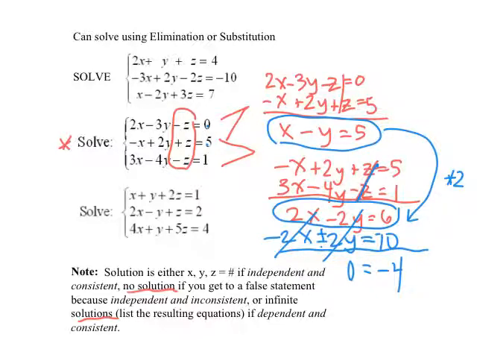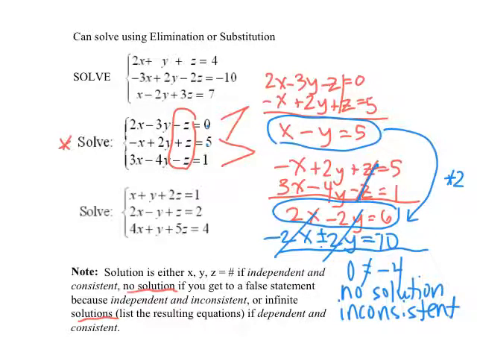Well, that is telling me something. All the variables canceled, and I end up with an illogical situation. 0 can never equal negative 4. So what this is telling me is that I have no solution. And that means this must be an inconsistent system. So even if I had done it another way, I would have gotten to the same situation.